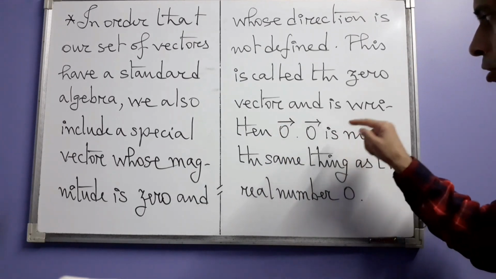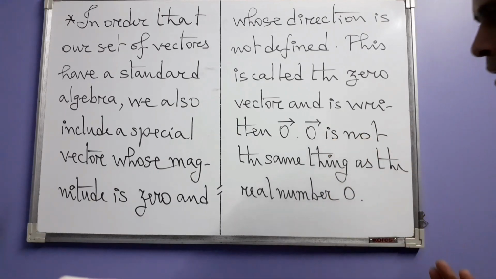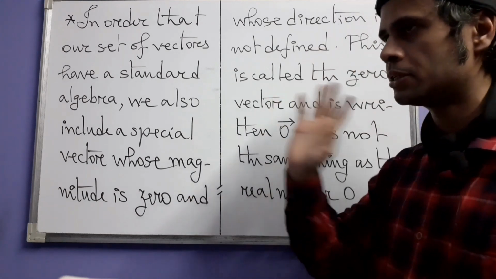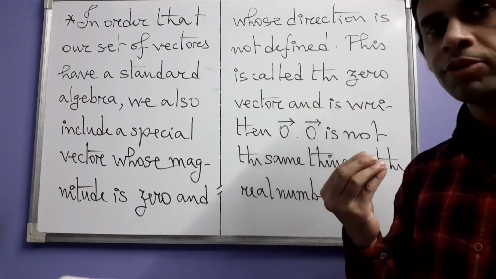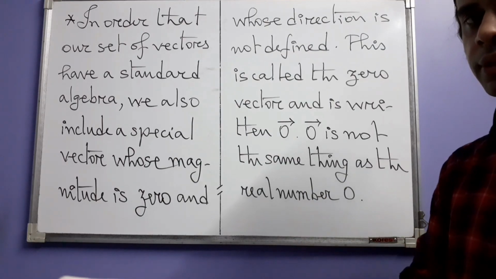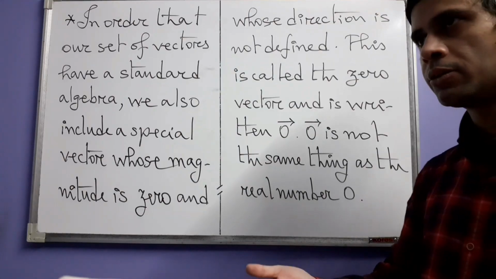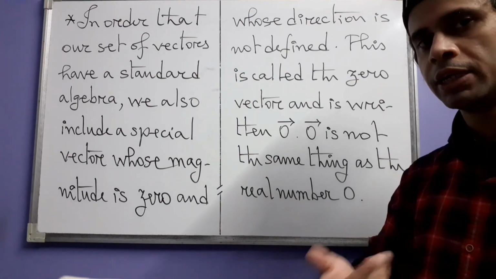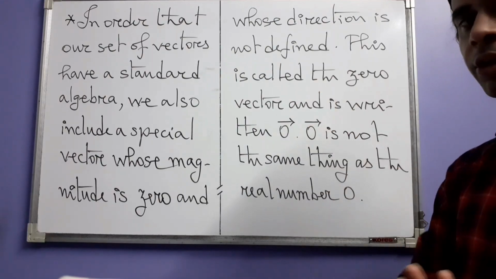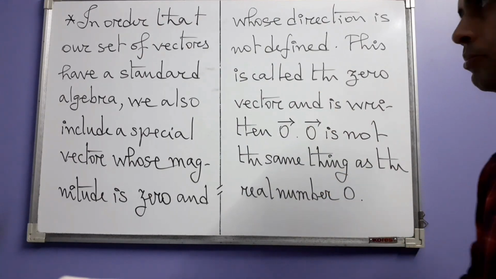And the author cautions that this is not the same thing as the real number 0. Although we are saying that its magnitude is 0 and there is no direction, that may give us the impression that it's just the number 0. No. It's a new quantity which has been made a part of the collection of vectors, where all the vectors have magnitude and direction. This one does not have direction, it has a magnitude, and that is the real number 0.